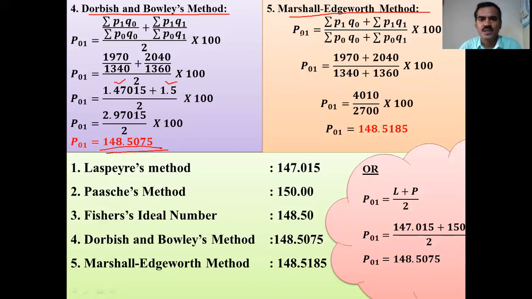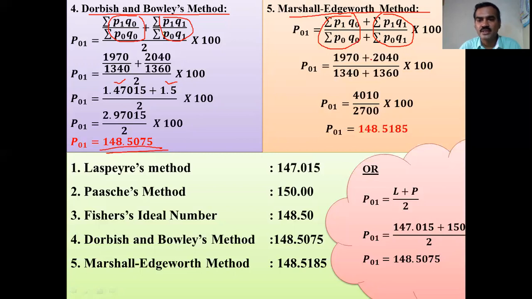So here, P01 equals sigma P1 Q0 plus sigma P1 Q1, whole divided by sigma P0 Q0 plus sigma P0 Q1, multiplied by 100. You see here, in the case of Drobisch and Bowley, it is the Laspeyres method and the Paasche method. And in the case of Marshall-Edgeworth, it is also the Laspeyres and Paasche formula. Very simple.